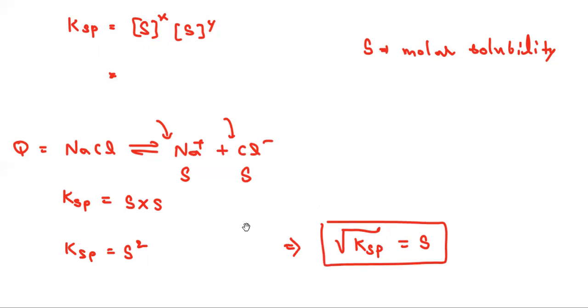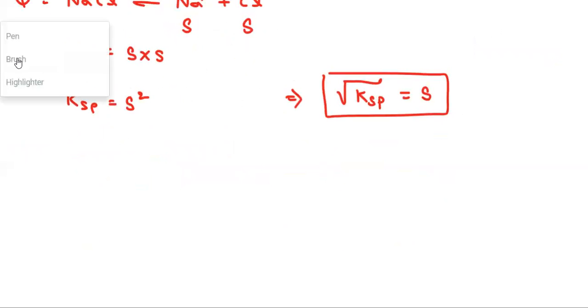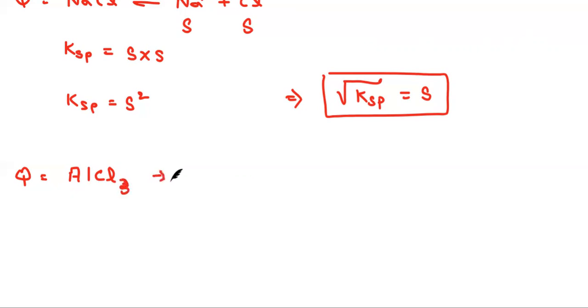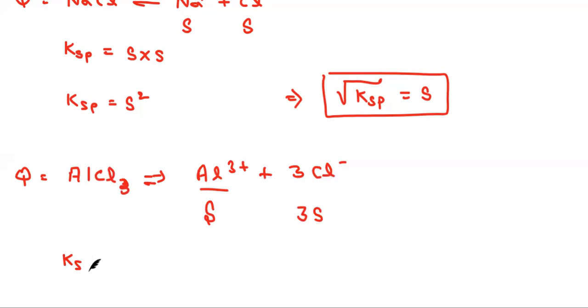Okay, so that was a very easy example, but now suppose I say that you have been given AlCl3. Suppose I give you AlCl3, then what will you say? Then I'll say that it will be broken down into Al3 plus and 3Cl minus. Okay, very fine. So for Al3 plus the molar solubility is s. But here, can I say it would be 3s? Okay.